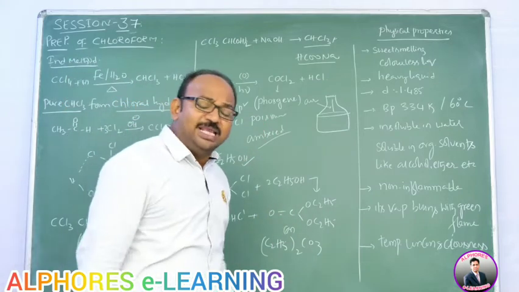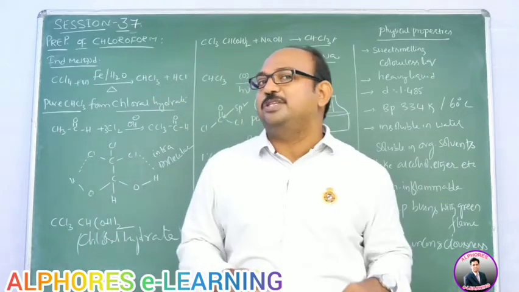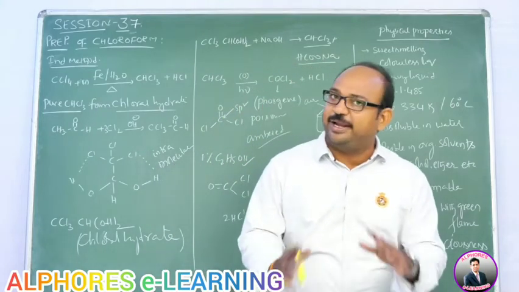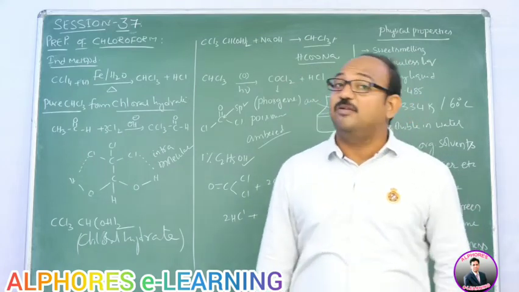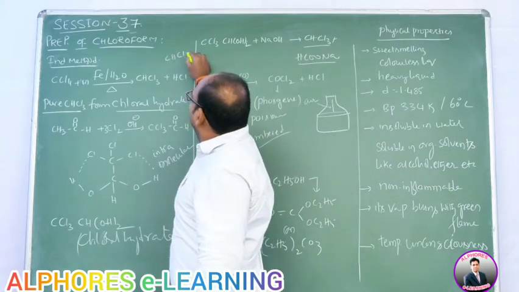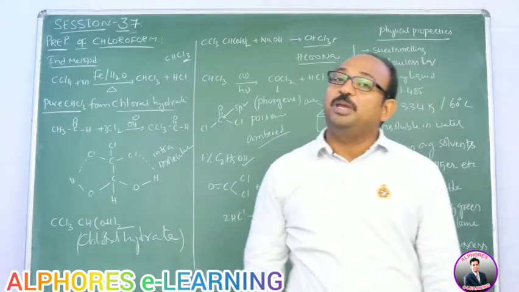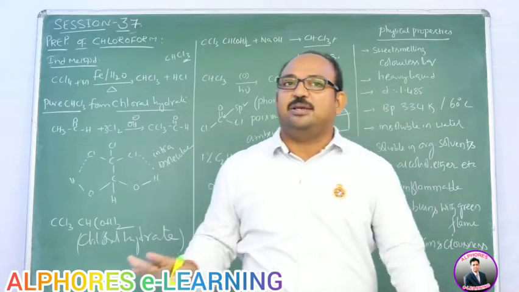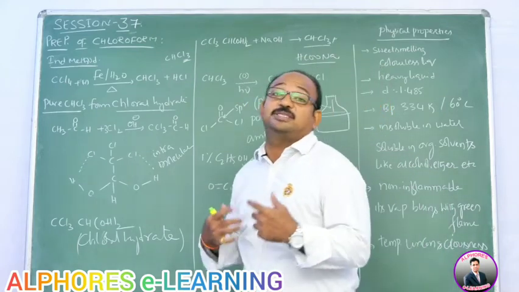So how do we come to know? Is there any test to find out whether chloroform is pure or impure? Yes, you can identify it by using silver nitrate. How, sir? Basically, chloroform is CHCl3. Here, chlorine is not ionic. Chloroform is non-polar. Chloroform cannot furnish any Cl minus ion. Remember that, it cannot provide any Cl minus.